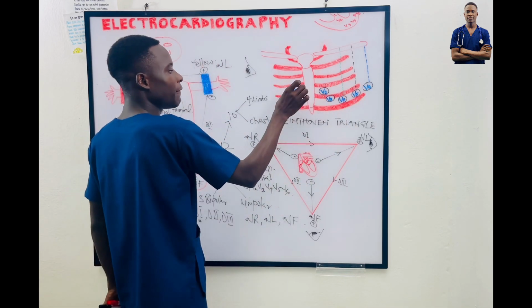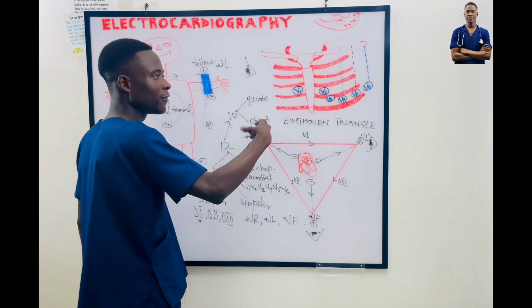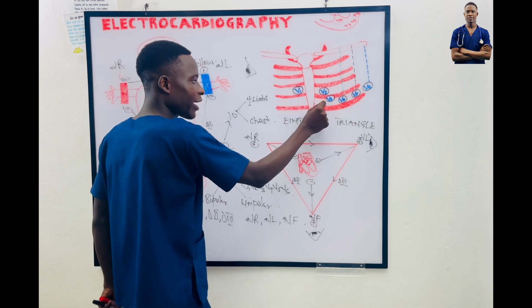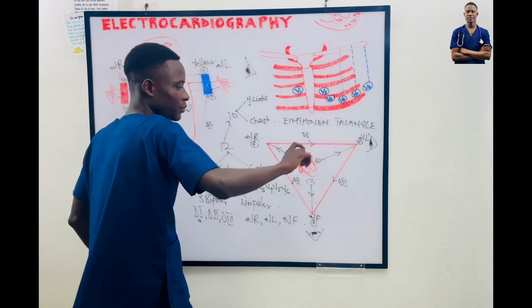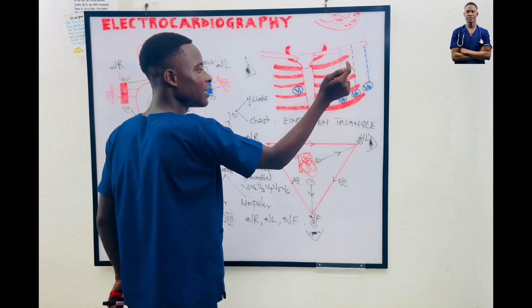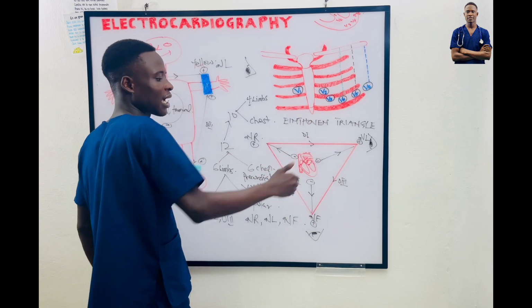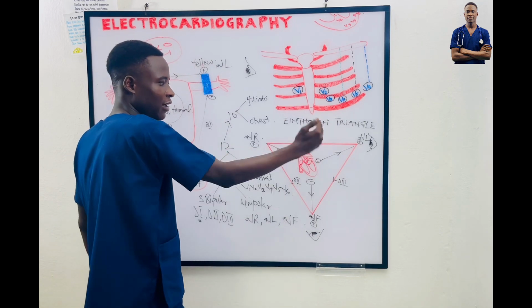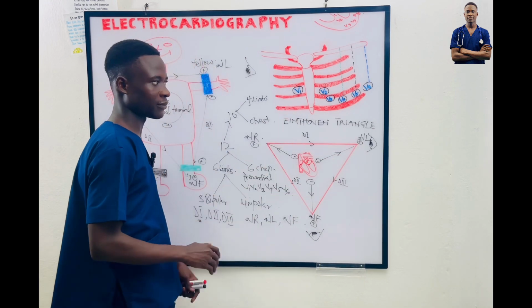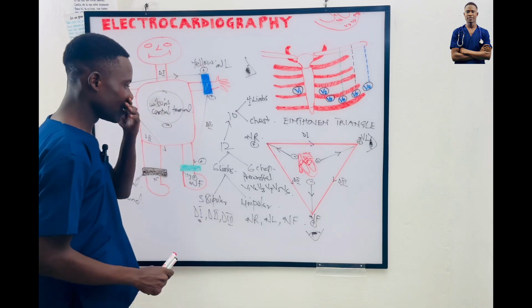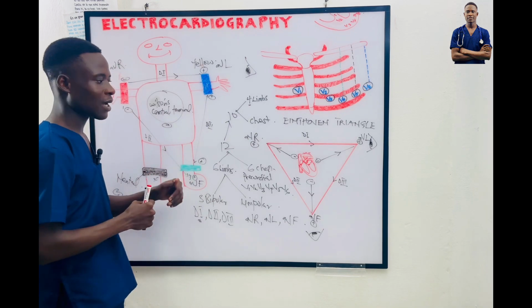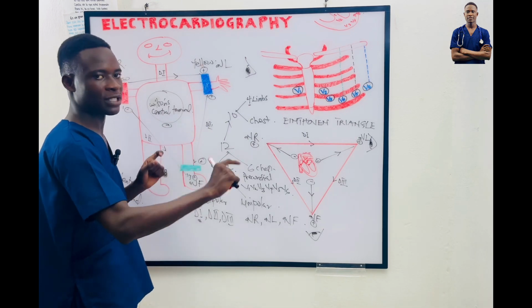Now, the V1 and the V2 actually take information from the septum. Then the V3 and the V4 take information from the anterior part of the heart. And then the V5 and the V6 take information from the lateral side of the heart, together with lead I and aVL. Now, in some situations, you can get more leads than the 12. That's why I said the leads can be more, but we have 12 standard.